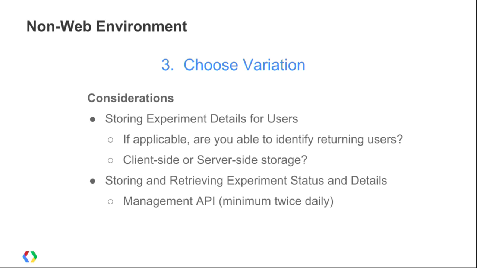And also, if you're doing this in a non-web environment, you're going to need to make variation choices on the server side, and that means you're going to be using the management API to query for experiment information. You need to store that on the server side, and you probably want to do that at least twice daily, because if you're using multi-armed bandit, it updates these values twice per day. So you want to make sure you have the latest experiment data. You would store that on your side, and then based on the variation weights and which experiments are active, you would make the choice on the server side. This is explained in our developer docs on how to actually make these choices.